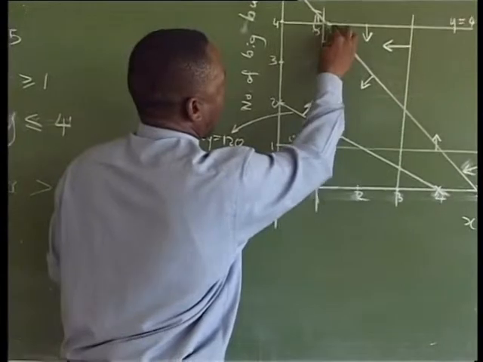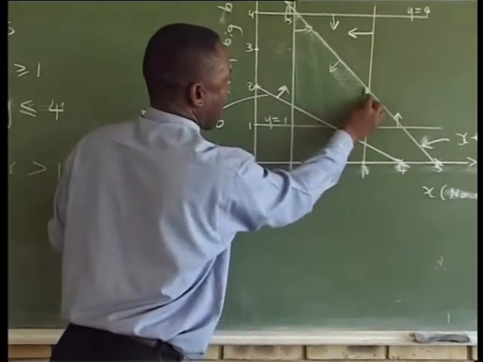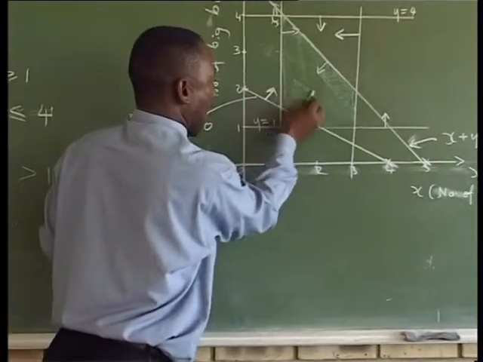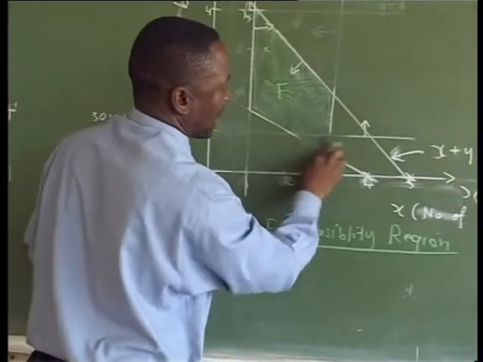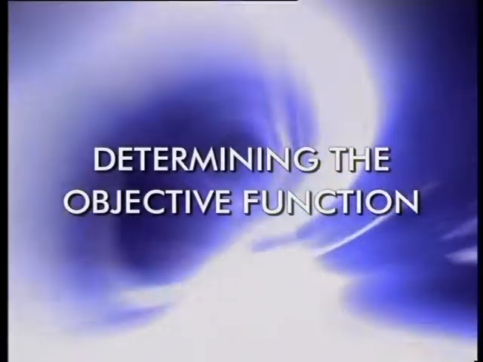Already this region falls out. The teacher works through all the areas that can be eliminated. At the end, he's left with the feasibility region, which he shades in. All the possible solutions to the problem lie within this region. This is for clarity. You don't need to do what I'm doing.